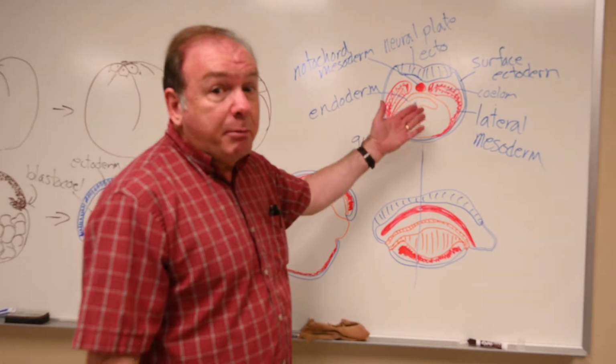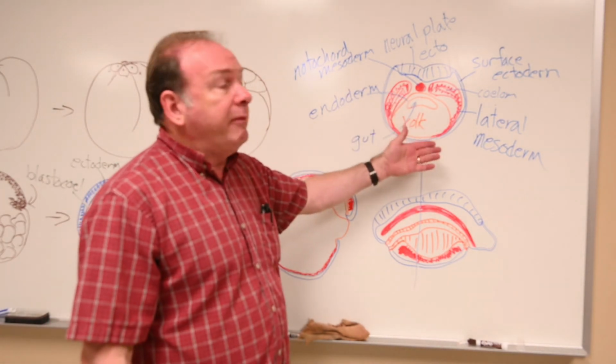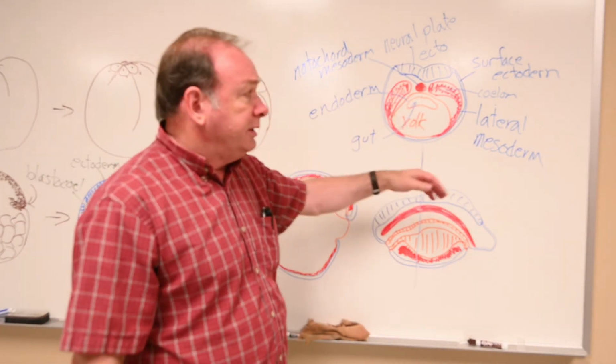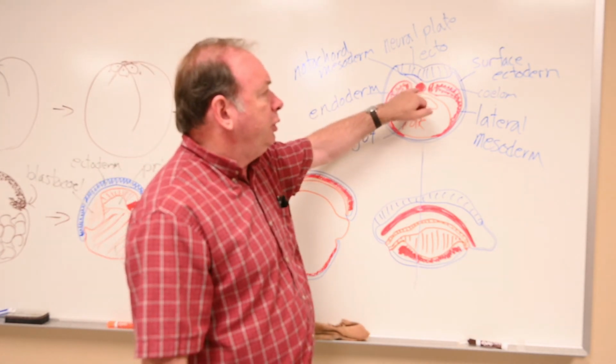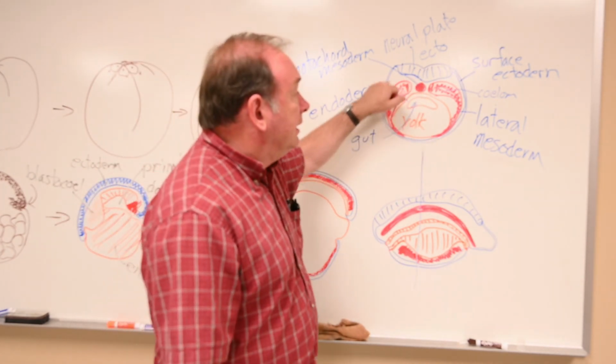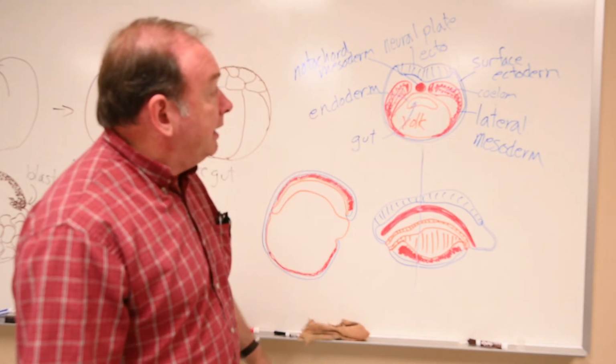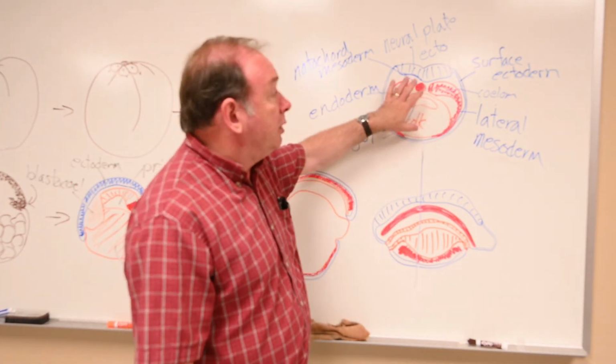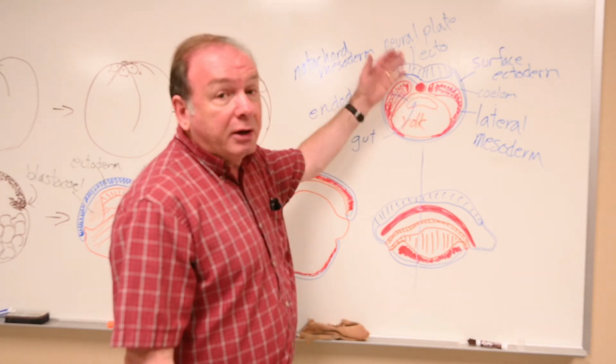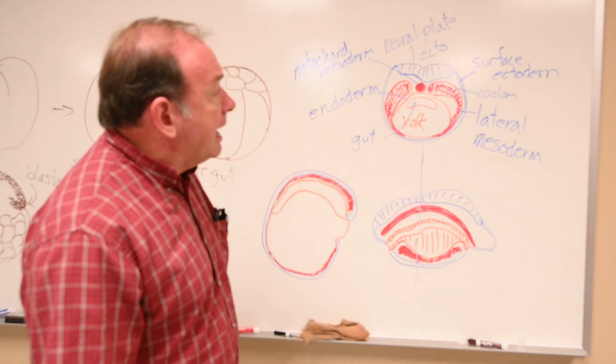So this is the basic body plan you're going to see in an amphioxus when you cut through it in an early stage of development. It'll have a neural tube and notochord, it'll have a gut, it'll have lateral mesoderm spreading around and surface ectoderm on the outside of an amphioxus. So an amphioxus wouldn't look a whole lot different from this in a cross-section in its late gastrula stage.